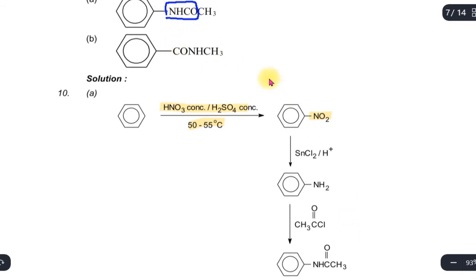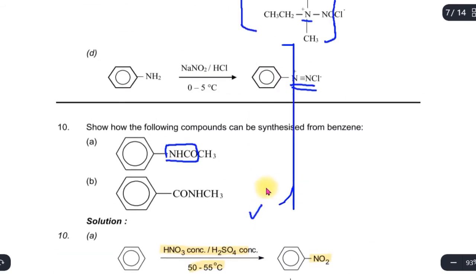Then the nitro compound is reduced using a reducing agent, and it forms an amine. And then the amine can react with the acyl chloride. It will eliminate the H and Cl, and then the N will be attached to here. When the N is attached, it forms a carboxamide. So this one is the compound. It involves step 1, step 2, step 3.